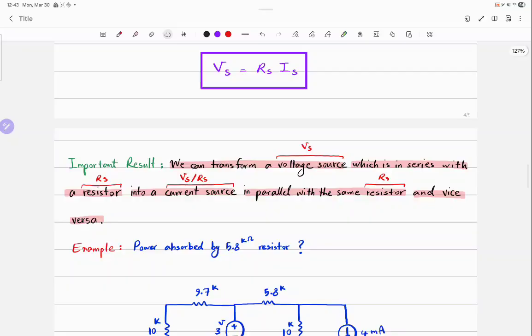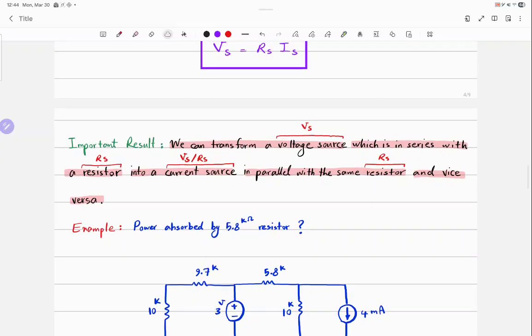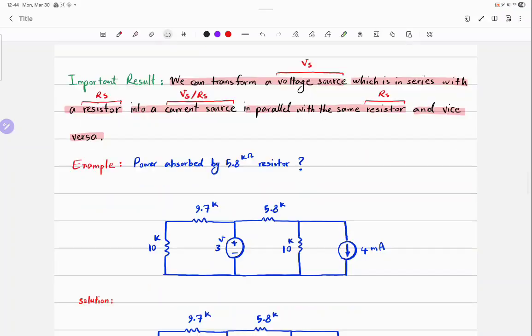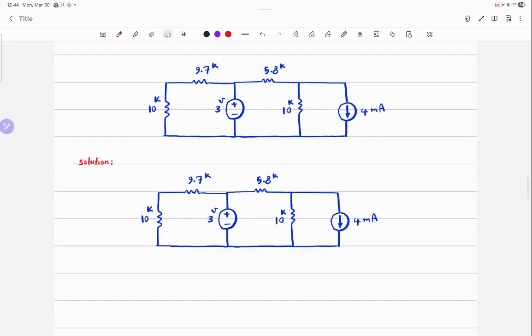Could you please read the important result again for me, Ethan? Oh, right. What's the problem? Yeah, it's in parallel. It's not in series with a resistor, so you cannot transform it. See? We can transform a voltage source which is in series with a resistor. Very, very important. The voltage source that you have here, it's not in series with anything. How about, do we have any current source that is in parallel with a resistor? So we can go for that one.